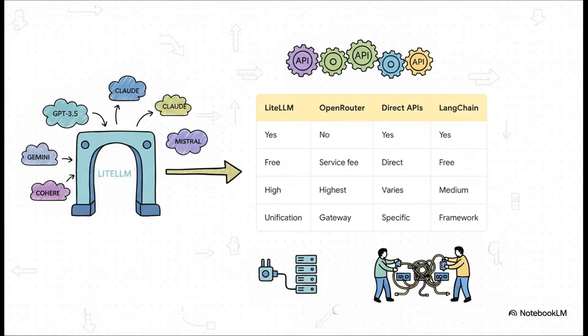And this chart does a great job of showing where LiteLLM fits in. You've got services like OpenRouter, which are great, but they're a managed service and you pay a fee. LiteLLM, on the other hand, is free and you host it yourself, so you have total control. Then you've got direct APIs, which we've talked about. They vary in complexity. And then there's something like LangChain, which is a massive framework. LangChain can do model switching, but that's just one small part of what it does. LiteLLM is different. It's not a framework, it's a tool that is laser-focused on one thing, being the absolute best universal adapter for AI models.